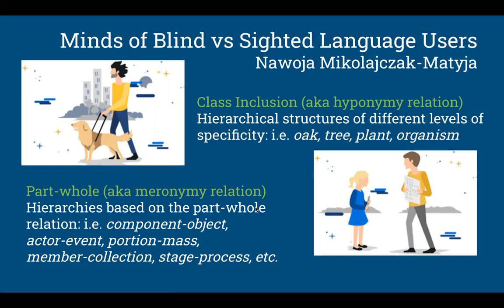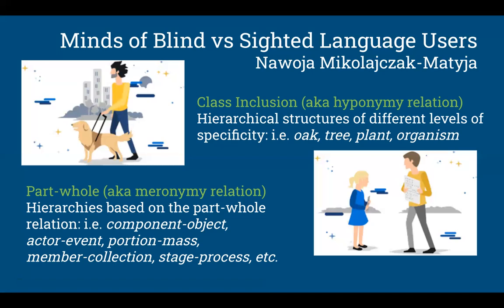So class inclusion refers to the hierarchical structures of different levels of specificity. An example would be that tree is a hyponym of the noun plant, and contrastingly, plant would be a hypernym of tree. While the part-whole relation refers to many different types of part-whole relations, such as component-object, actor-event, portion-mass, etc. So using the tree example, branch is a meronym of the noun tree, and contrastingly, tree is a holonym of branch.